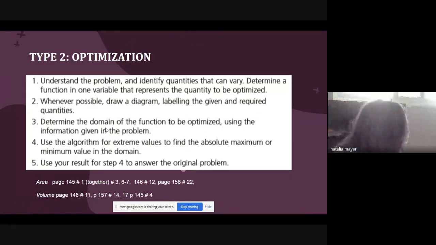Yesterday was not about word problems. Yesterday was a process, an algorithm of finding extreme values. This algorithm, as you saw, is becoming a part of the algorithm of solving a word problem. So my question is this: determine the domain of the function to be optimized using the information given in the problem. What are they talking about? Compare this statement with what we wrote.